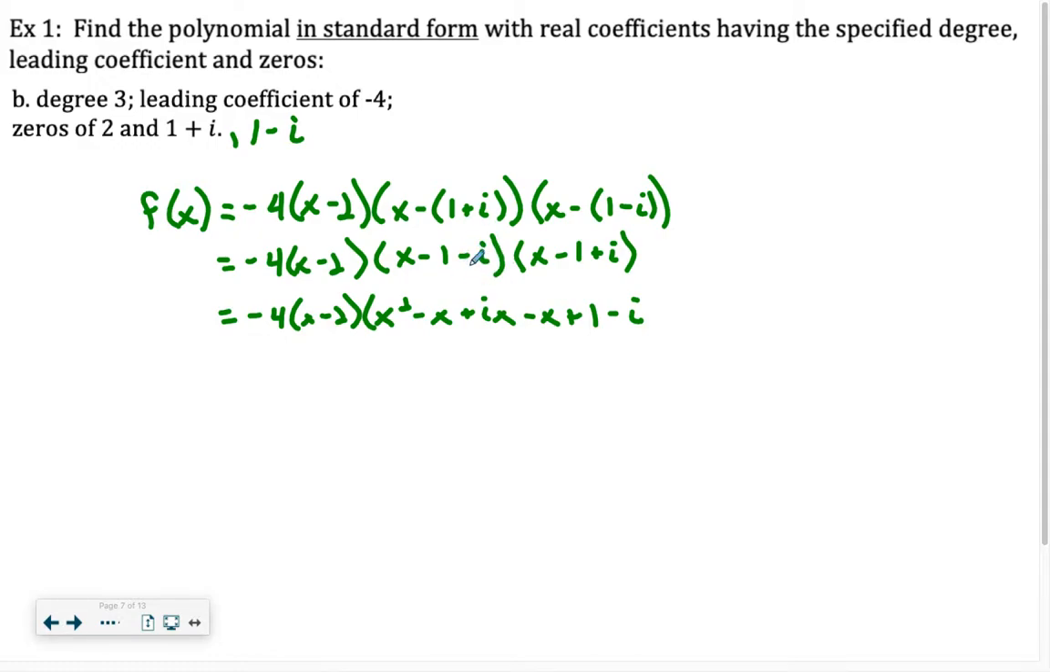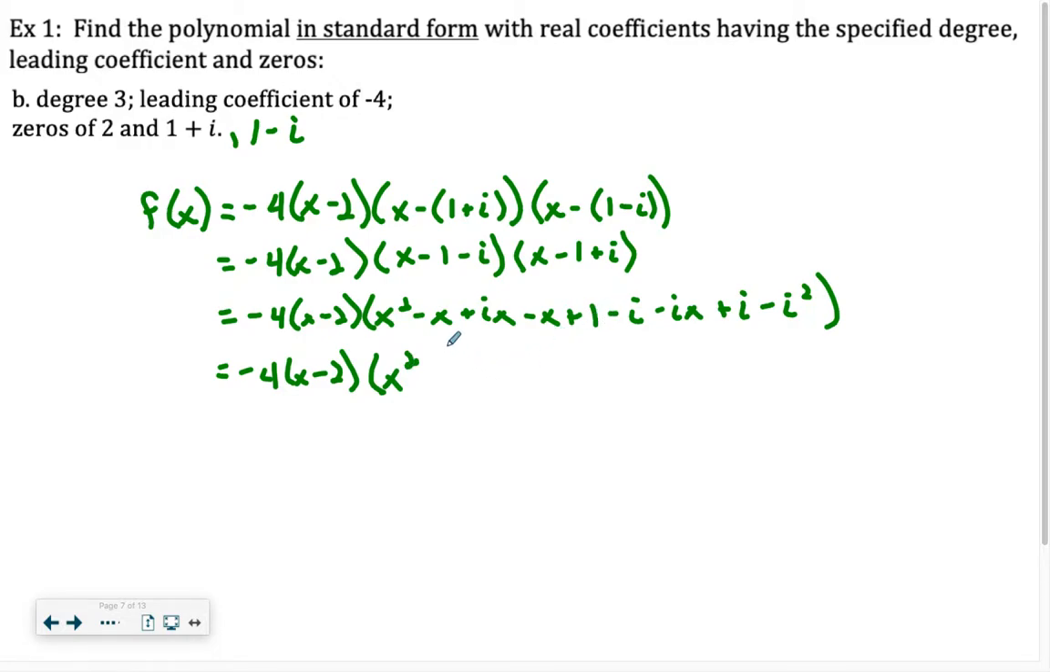Then finally, take the negative i and multiply by everything. So negative i times x would be minus ix. Negative i times negative 1 would be plus i. And negative i times positive i would be minus i squared. All right, so we need to clean this up a little bit here. Right? So I'll list this out first. Negative 4 times x minus 2. Then the inside of my parentheses, the x squared has no like terms, so that's going to stay.